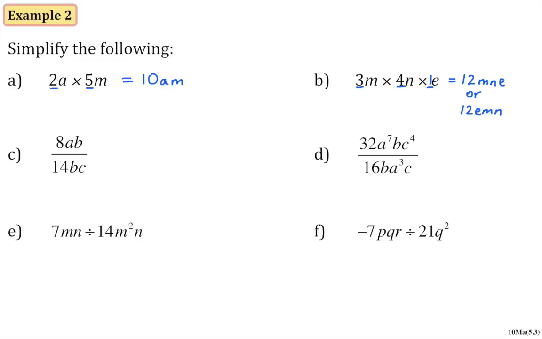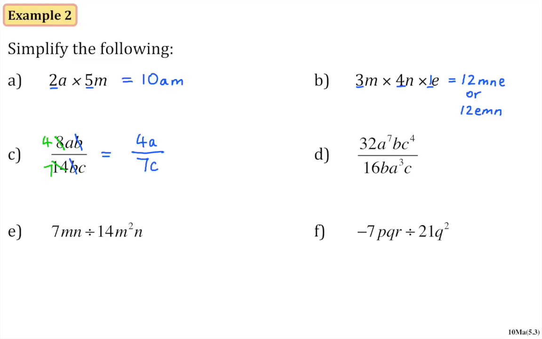Let's go to part C. Part C is a fraction, and we're dividing things. So let's have a look at the letters. You can see that the B's will cancel. You can also see that 2 goes into 8 4 times, and 2 goes into 14 7 times. So we're cancelling first. Once we've cancelled everything, then we're going to write our answer down. On the top, I'm left with a 4 and an A. On the bottom, I'm left with a 7 and a C. So there's my final answer.